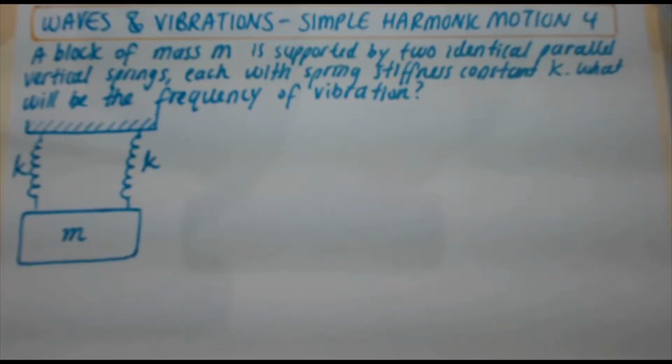Physics in the Flesh. Welcome back to another simple harmonic motion problem. Number 4. A block of mass m is supported by two identical parallel vertical springs, each with spring stiffness constant k. What will be the frequency of vibration?